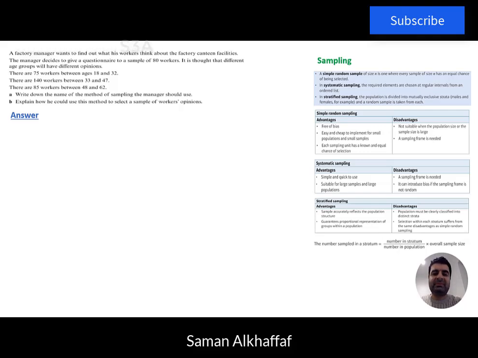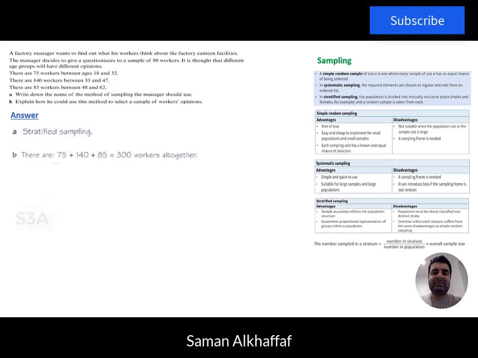So first, write down the name of the method of sampling the manager should use. In this scenario, stratified sampling, as shown on the right hand side in terms of its benefits and disadvantages. However, in this scenario, it will be recommended to take that approach.